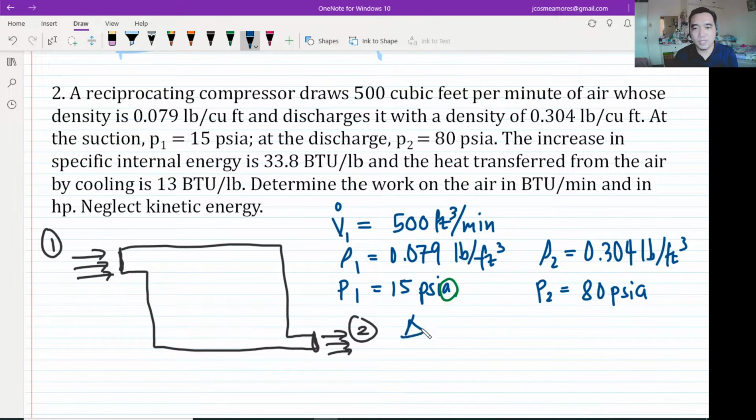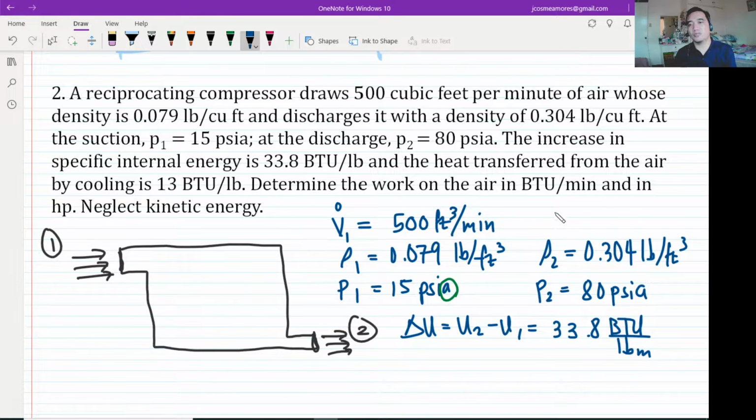Then we have delta U. So there is an increase, no? If there's an increase, then U2 must be greater than U sub 1, and that is equal to 33.8 BTU per pound mass. Okay? Determine the work in BTU per minute and in horsepower.